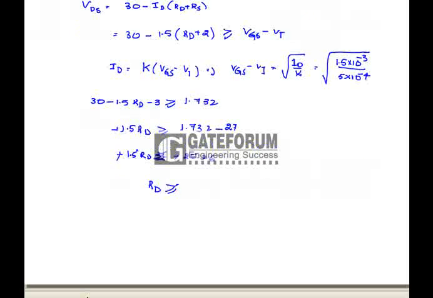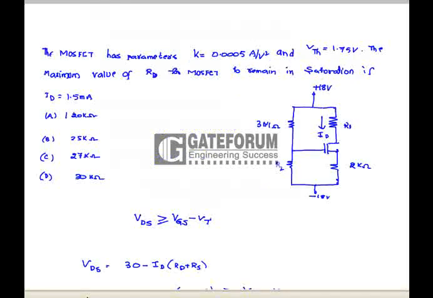So if we do this, RD is less than or equal to 25.26 divided by 1.5, which is equal to 16.85 kilo ohms. So that is option A is correct. 16.5 kilo ohms, that is not 20k, so option A is correct.